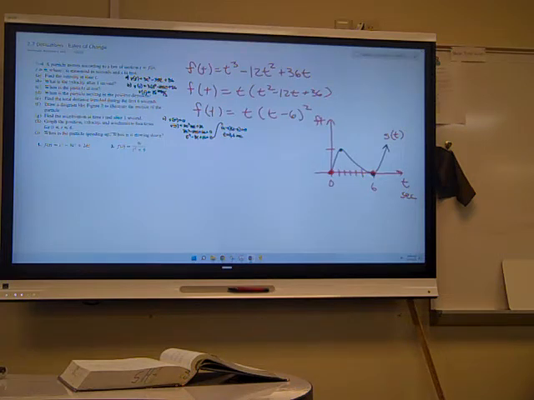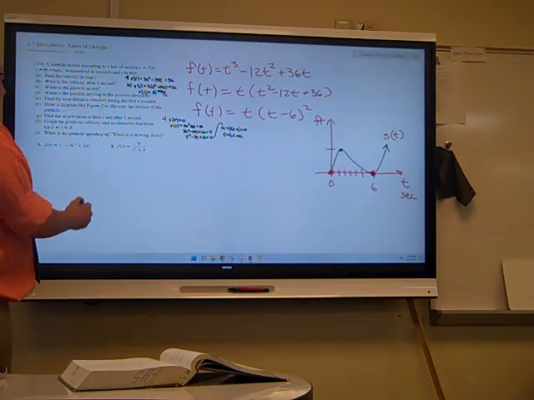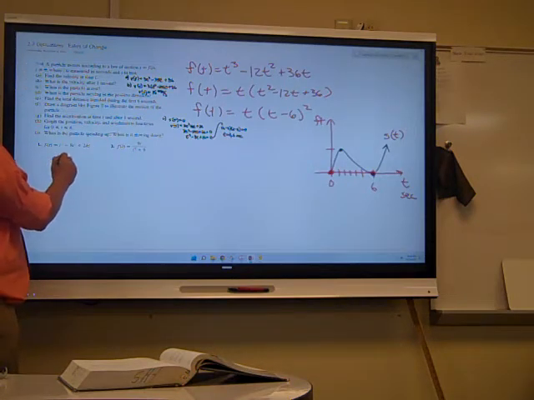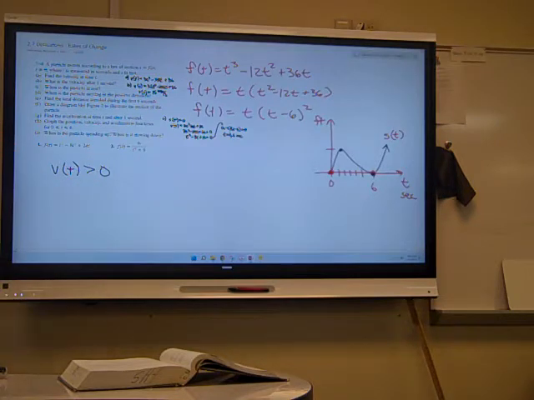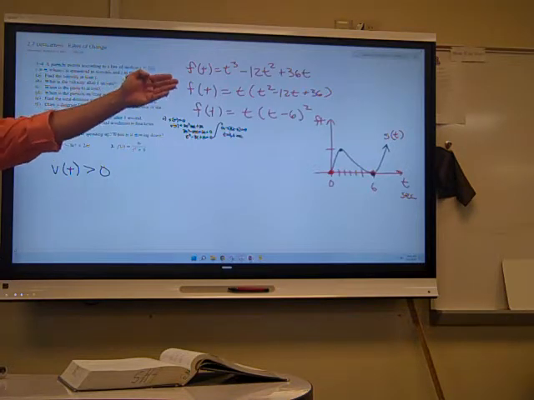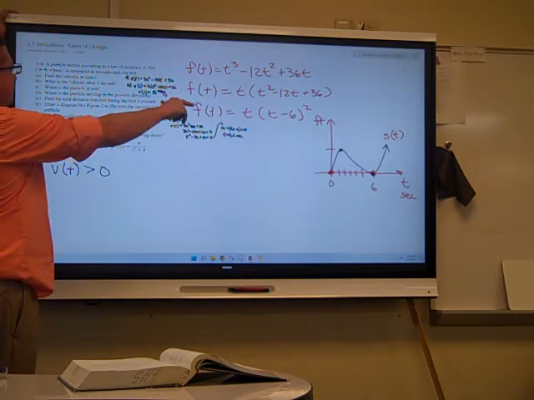0, 2. All right, everybody, let's start with this. What does it mean that the particle is moving in a positive direction? It's on the right. Slope. It's going to the right. Guys, I want to know when this particle is moving to the right. So that is a velocity. Everybody, I want to know when v of t is greater than 0. I want to know when it is going to the right. Okay?